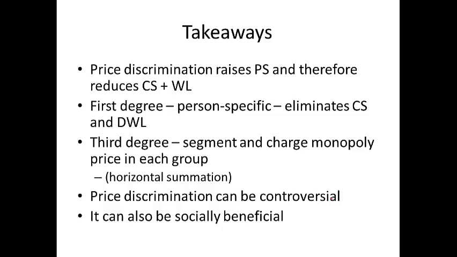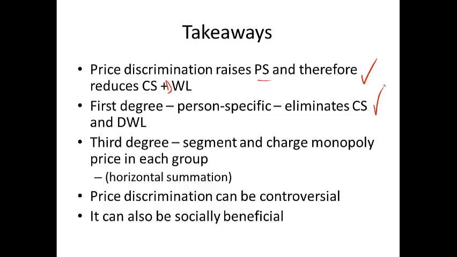Okay, what are the takeaways from this discussion of price discrimination? Well, first of all, price discrimination raises producer surplus, and therefore it's reducing that other stuff, the consumer surplus and deadweight loss. Not necessarily both of them, but certainly there's some. Next, first degree or person-specific price discrimination eliminates consumer surplus and deadweight loss. So depending on how you think, that's either unambiguously good or at least partly good and partly questionable. But it certainly is efficient because it eliminates deadweight loss.